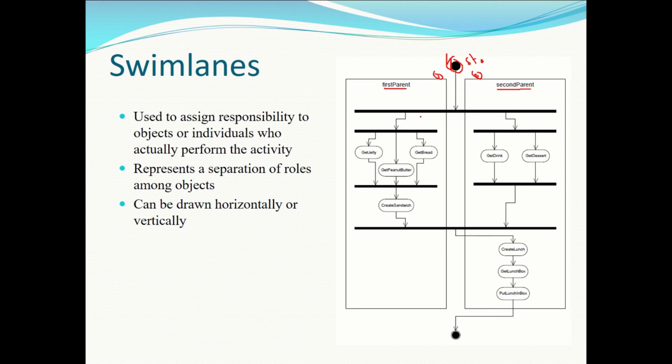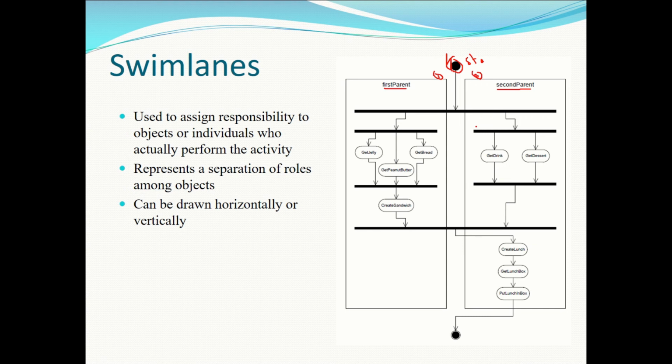Both of them will do some operation, and these operations will join into one. For example, this one gets the jelly and gets bread, and this one will get drink and get dessert, and then they will join into one operation. At the end, it will go to the second person. The second person will create lunch, check the lunchbox, and put in the lunchbox, and that's the end. You see, this first person has no responsibility about the lunch. He is only responsible for getting jelly, getting bread, and getting a sandwich. But creating the lunch is the responsibility of the second person.